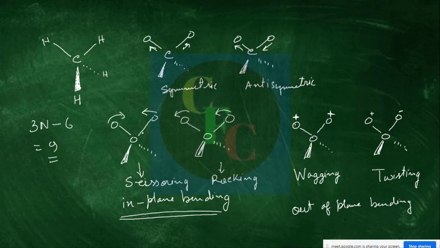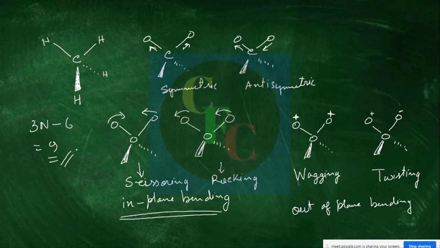So already we have 1, 2, 3, 4, 5, 6 types of vibration. And what are the other three? If you combine with the other two bonds, which we have not considered yet, we will get all the 9 types of vibrations. Okay.